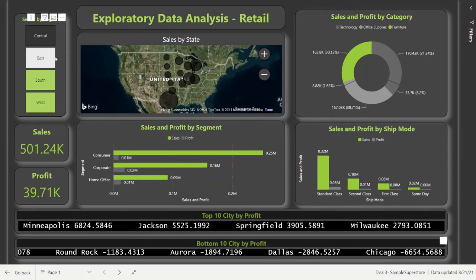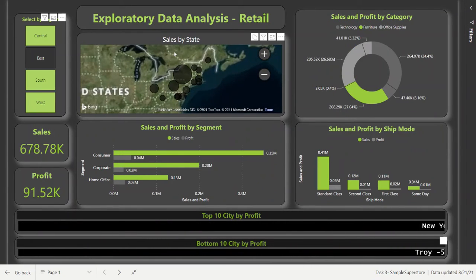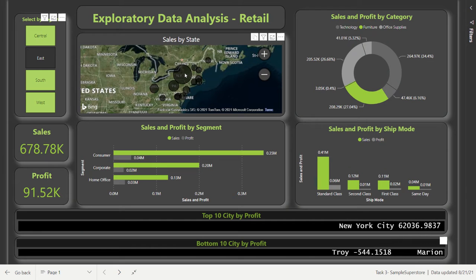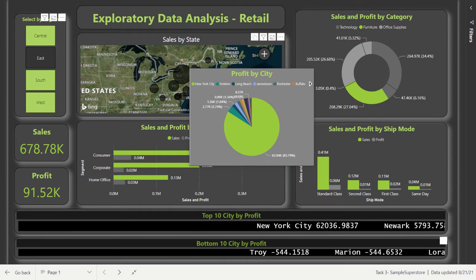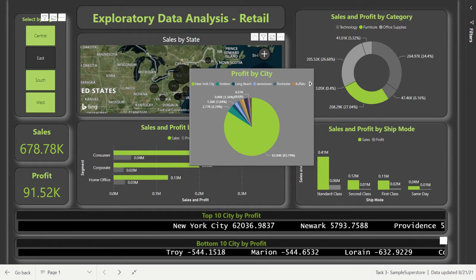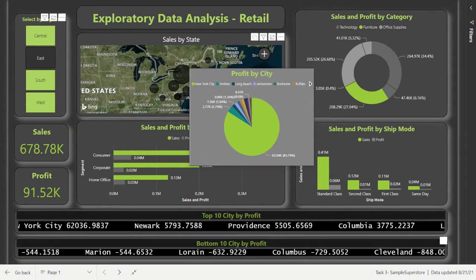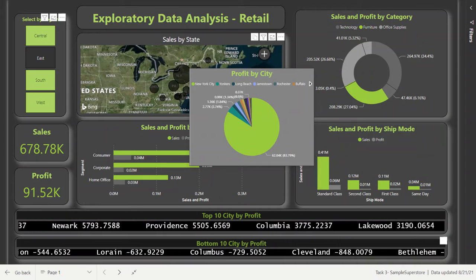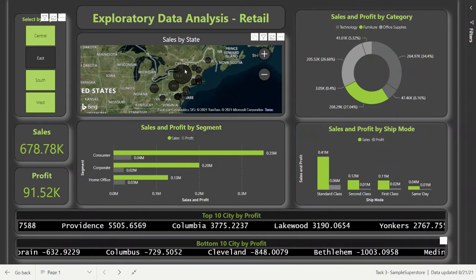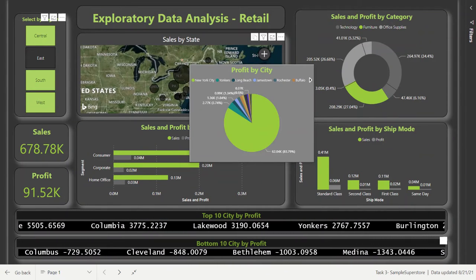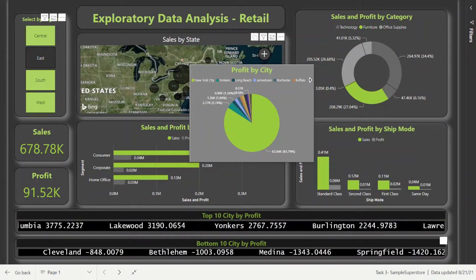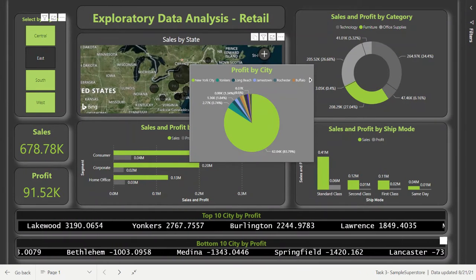So let's go to the east part. In this east part, we have seen that New York City is the maximum sales state, and our company is getting maximum profit from New York City.